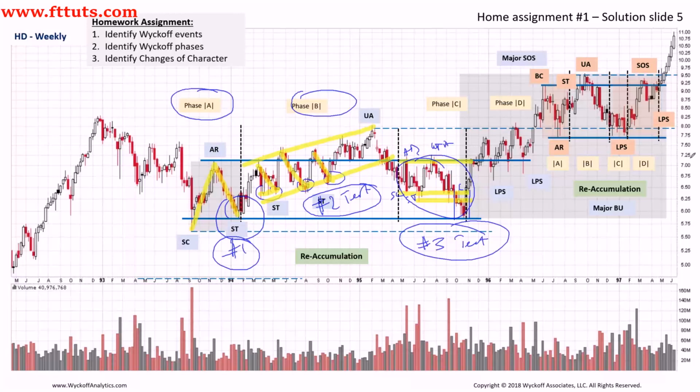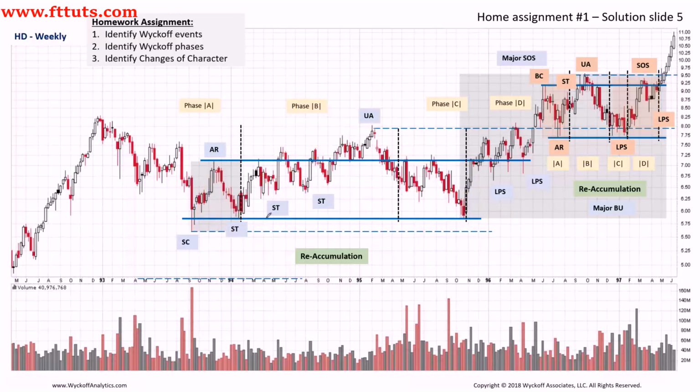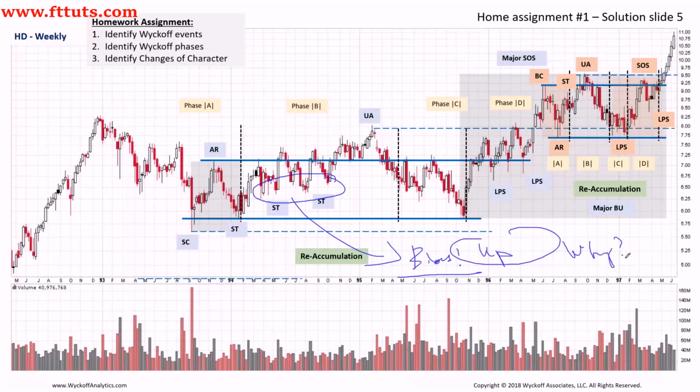By the way, guys, think about this. If you are observing this type of behavior in phase B, what could we conclude about the bias of this formation? Well, it's probably going to be to the upside. Why? Well, look at how the tests in phase B are happening at the higher lows. And because it happens at the higher lows, this is a point of strength.